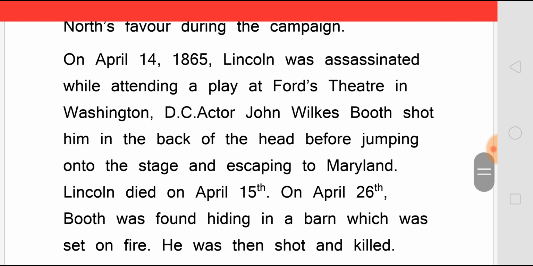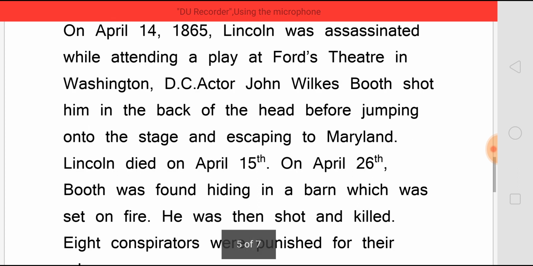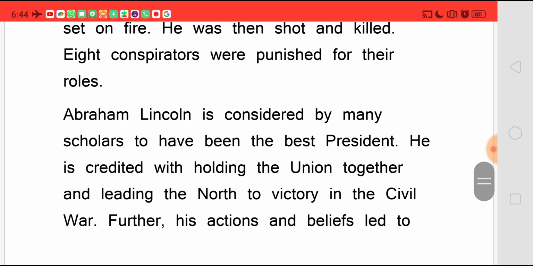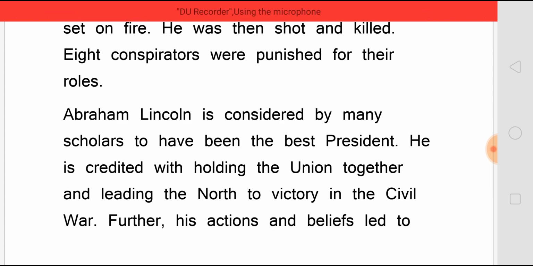On April 14, 1865, Lincoln was assassinated while attending a play at Ford's Theater in Washington, DC. Actor John Wilkes Booth shot him in the back of the head before jumping onto the stage and escaping to Maryland. Lincoln died on April 15th. On April 26th, Booth was found hiding in a barn which was set on fire. He was then shot and killed. 8 conspirators were punished for their roles.